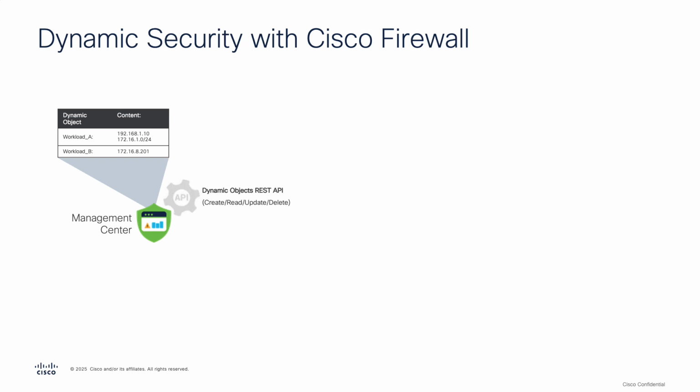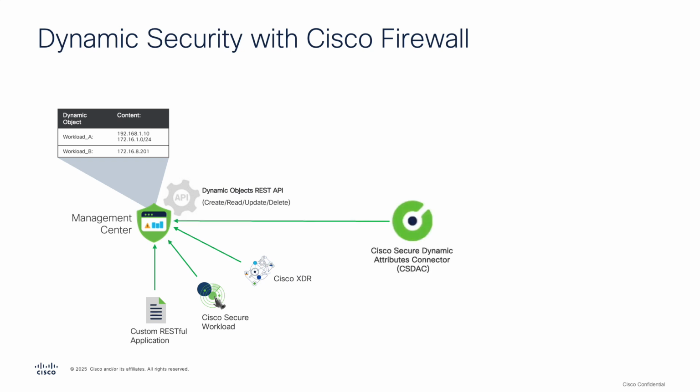The Firepower Management Center consumes dynamic objects through REST API, which gets synced and applied in firewall policy in near real-time. This gives you flexibility and broad interoperability with cloud and on-premises systems, either by direct integration with Secure Workload and Cisco XDR, or via Dynamic Attributes Connector, also known as CSDAC, acting as the central intelligence layer.